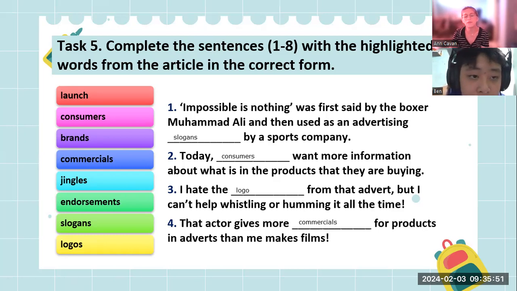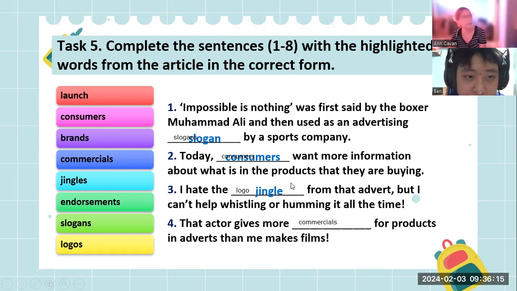Impossible is nothing was first said by the boxer Muhammad Ali and then used as an advertising slogan by a sports company. Today, consumers want more information about what is in the products that they are buying. I hate the what? Okay. Jingle. From the advert, but I cannot stop whistling or humming it all the time. Jingle. Do you know jingle? Like songs. It's songs. Like tan, tan, tan, tan, tan. It's songs.